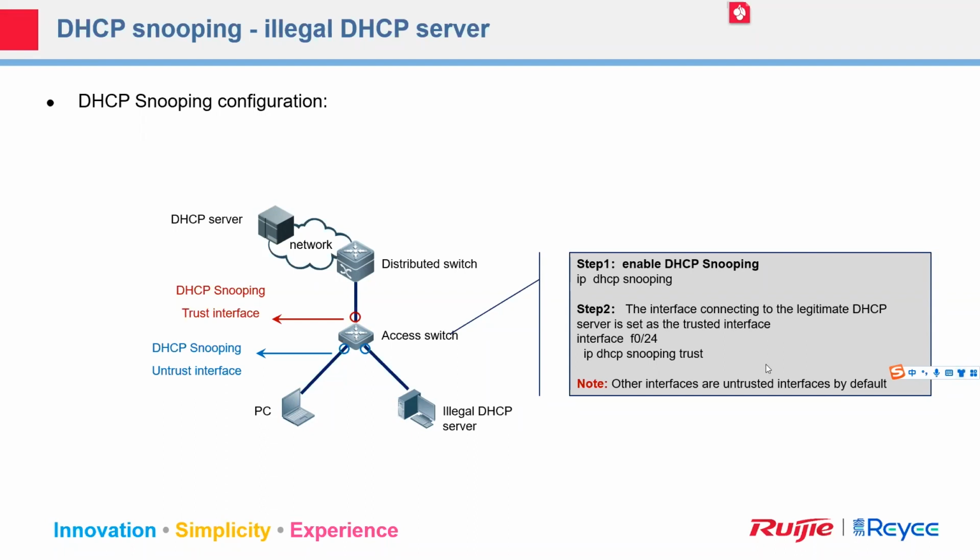It's very easy as a command, right? And note, pay attention, other interfaces are untrusted interfaces by default. So by default, if you don't set an interface to trust, it will be untrusted. This is the typical scenario we have to know. This is DHCP. The command is very easy to understand, right? So this is a part of the DHCP.